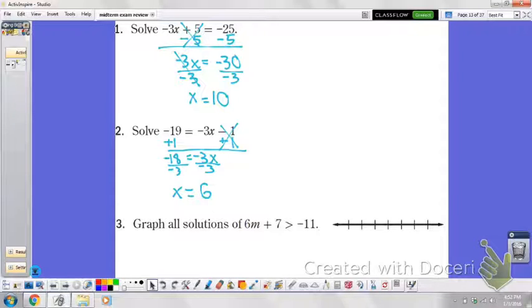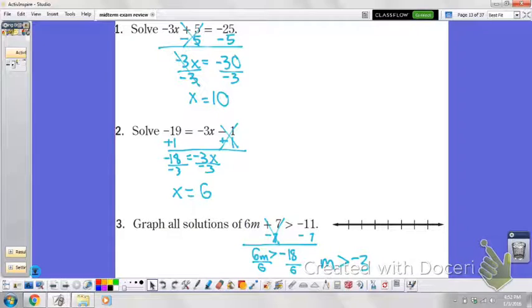Number 3, we're going to graph all the solutions of 6m plus 7 is greater than negative 11. To do that, we need to solve the inequality for m. So my first step to do that is to subtract 7 from both sides. And I get 6m is greater than negative 18. Divide both sides by 6. And I get m is greater than negative 3.